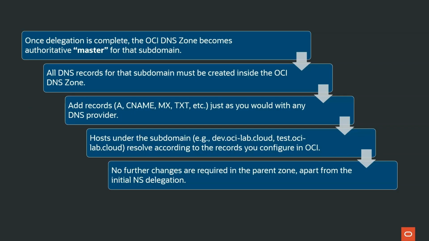We will look into two approaches: managing subdomains within a single zone and separating them into individual zones. Once the delegation is complete, the OCI DNS zone becomes the authoritative master for that subdomain. From this point onwards, all DNS records for that subdomain are created directly inside the OCI DNS zone, just like any other provider. Any host under that subdomain will resolve based on the records you configure here. Other than the initial NS delegation, you don't need to make any additional changes in the parent zone.